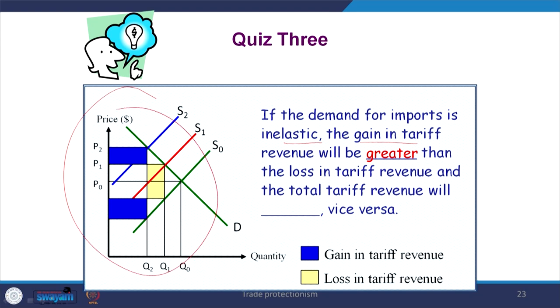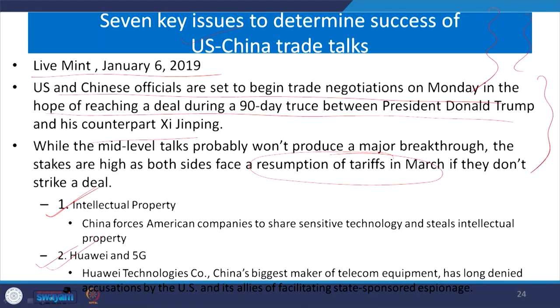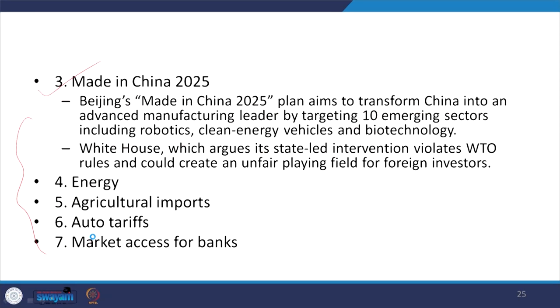As I mentioned, if it is inelastic, then the gain is greater. Otherwise, the reverse is true. This is the example we already started in the last lecture. Just an addition to this argument, though we made it earlier in our first week of the module: the China and US trade war has been under debate for over 90 days, with lots of discussion on intellectual property, 5G issues, Made in China related threats to their manufacturing products, energy related issues, agriculture, auto tariffs, and market access for banks.